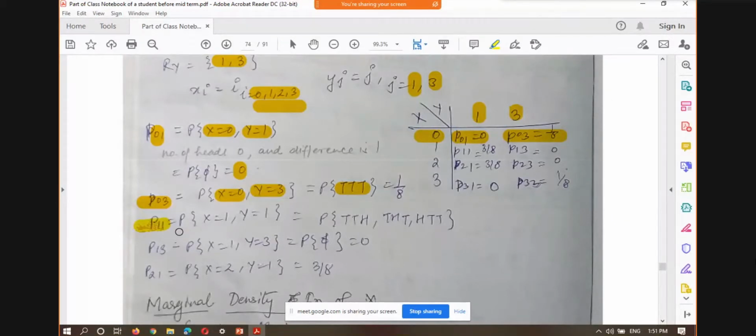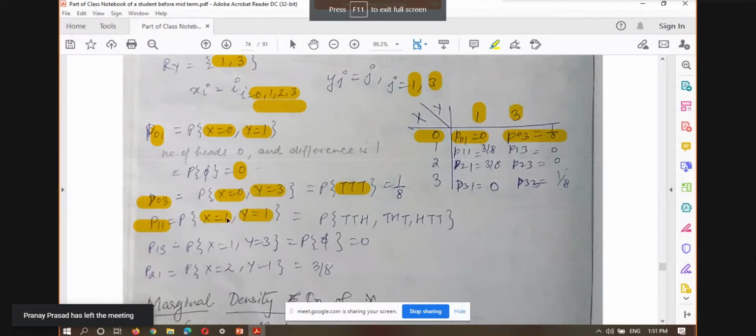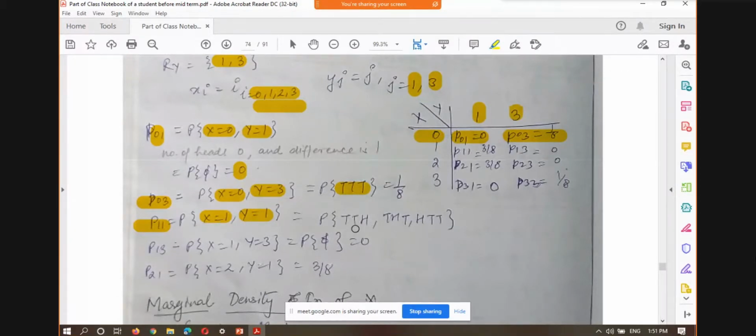Similarly, to calculate P11, for which X equals 1 and Y equals 1, it means the number of heads is 1 and the absolute difference is also 1. These are the three events and each is equally likely, so its probability is 3 by 8. Similarly, P13: the number of heads is 1, but the absolute difference is 3. There is no such event, so it's a null event, and the probability is 0.